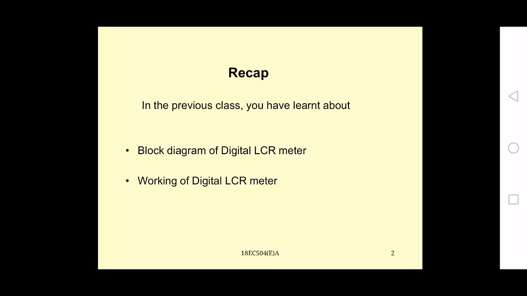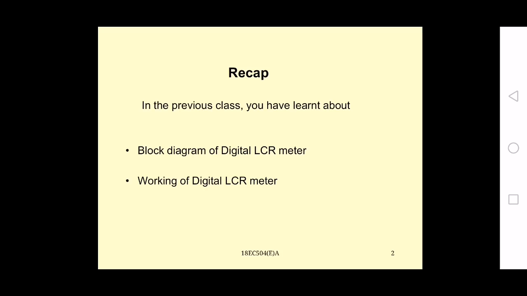inductive impedance or capacitive impedance into the corresponding voltage levels. Or for measurement of unknown resistance, we are using a current to voltage converter. So finally, whatever the quantity may be, we are converting it into voltage. That voltage is again converted by an analog to digital converter, that is given to the decade counters. Then that is displayed on the digital readout.